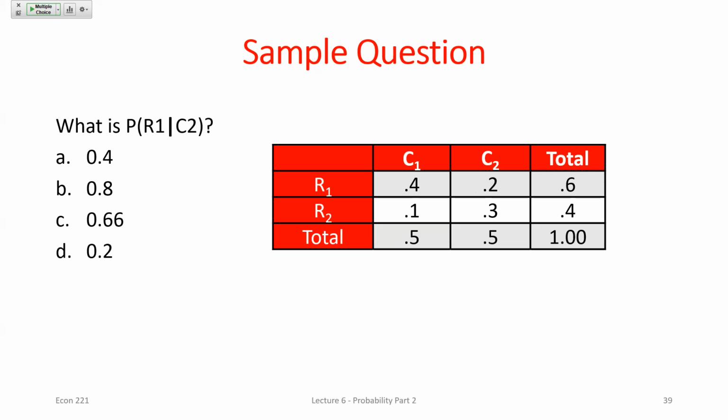From here, it should be pretty easy. If we've been looking at these contingency table examples, what's the intersection of R1 and C2? R1 and C2, 0.2. And then what's the probability of C2? 0.5. You just go down to that total column, and get that conditional probability.